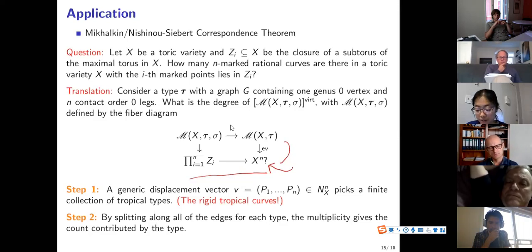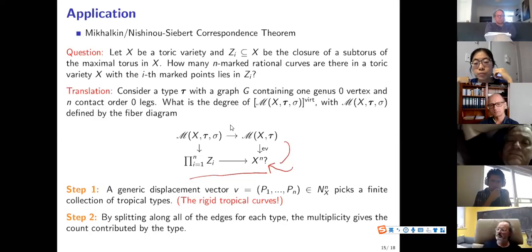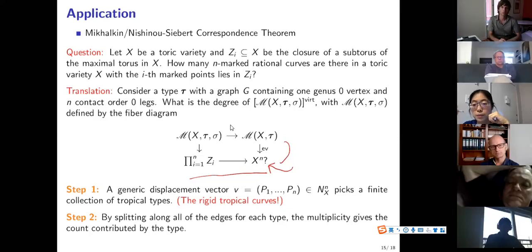If we split along all of the edges for each type, we actually get a degree zero map from a virtually degree zero moduli space to a product of moduli spaces, which also has virtual dimension zero. So if we're trying to count how many algebraic curves we get, the only thing we need to do is count the multiplicity, and the splitting formula provides the multiplicity.